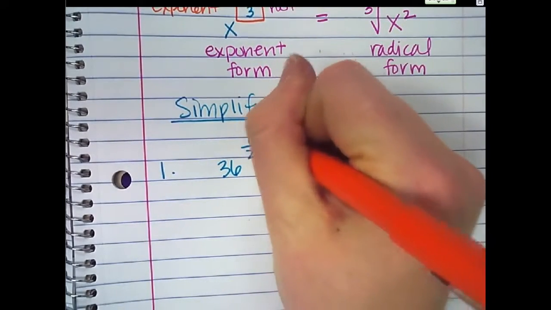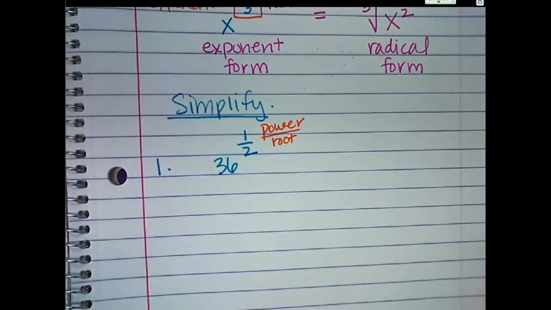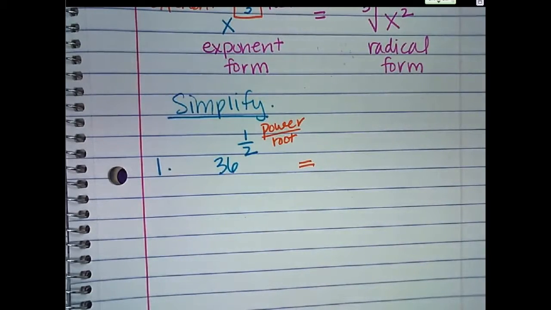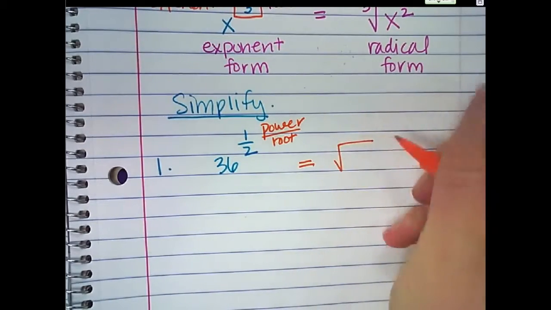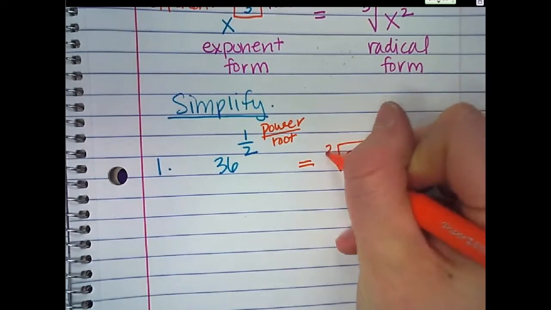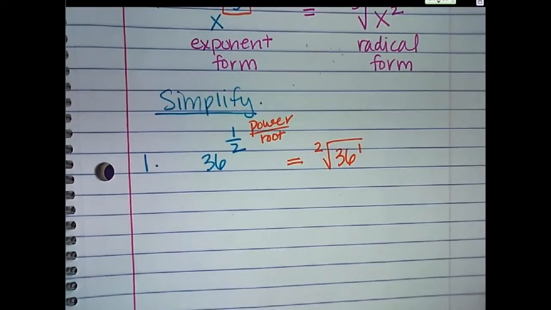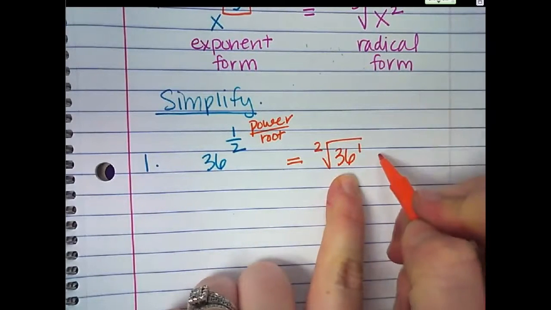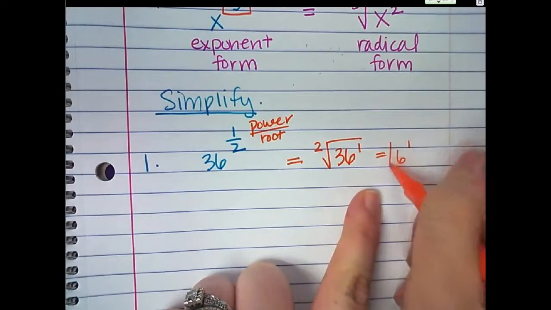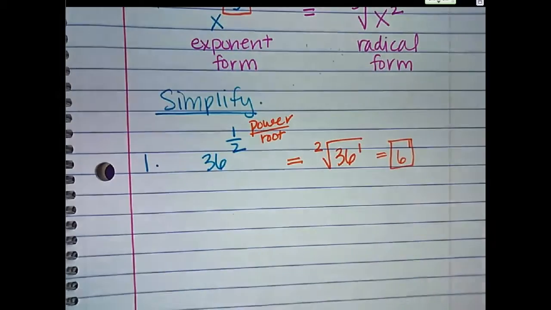Remember, when you see that exponent, it's power divided by root. So when I rewrite it, here's my radical. What goes on the inside? 36, and then outside, 2. What is the square root of 36? 6, and then I have just a 1 exponent, so then it's just 6. That's it. That's all you do.